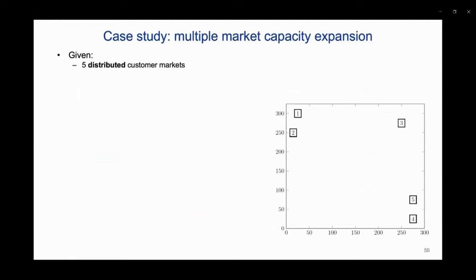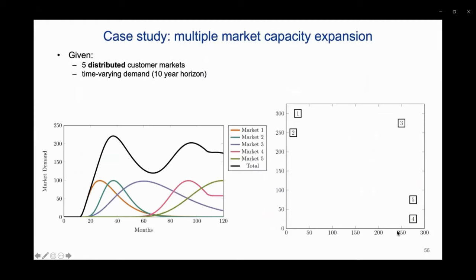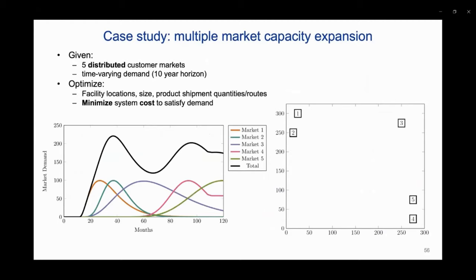So we have these five customer locations, the squares are customer locations. And here, these are the different market demands that change with time. And we want to decide where we place the facilities, and do we centralize the conventional type of capacity, or do we go modular? Okay. And we also allow for the relocation of modules.